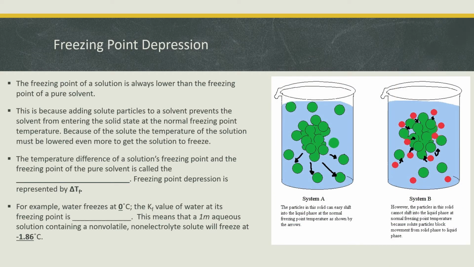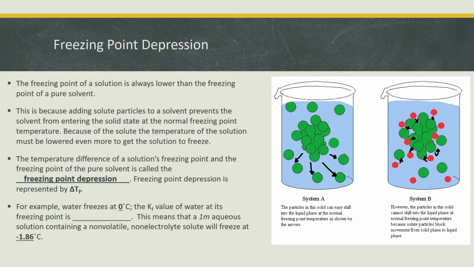Okay, the next thing we're going to talk about is freezing point depression. It says the freezing point of a solution is always lower than the freezing point of a pure solvent. Again, for the same reason, adding any kind of solute particles is going to lower the freezing point. The temperature difference of a solution's freezing point and the freezing point of a pure solvent is called the freezing point depression. You can see that the variable is delta T sub F, F for freezing.